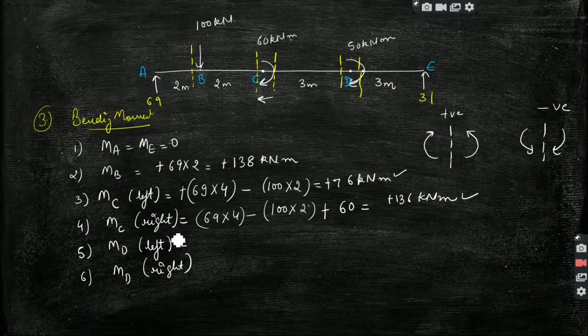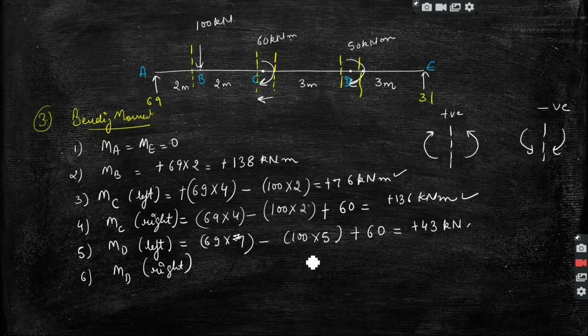When I take the section just left of D, I will take all the moments acting behind it. So the moment due to the 69 kN force on D will be 69 into 7, since 2 plus 2 is 4, 4 plus 3 is 7. Minus 100 into 5. Now this is not a force, this is a moment, so plus 60. By solving this, we get the value at D just left as plus 43 kN·m.